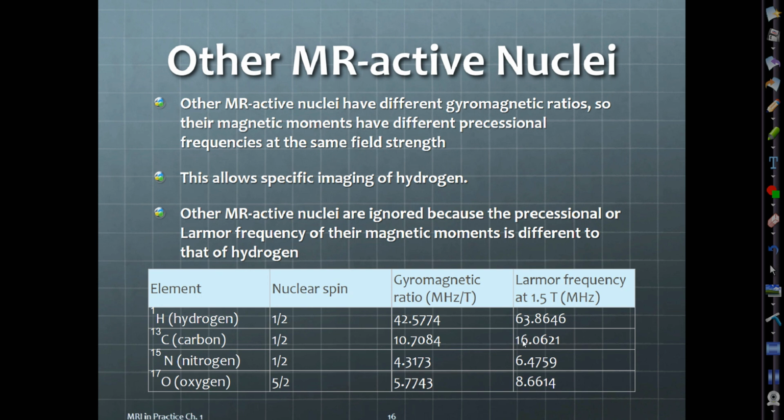So when we talk about the next concept, it's called resonance, where we're applying a radio frequency at a very specific frequency, and it's usually in the range of our precessional frequency of hydrogen. We're just going to excite hydrogen nuclei. We're going to ignore all these other elements. And that's important because we just want to look at hydrogen and the tissues that are incorporated with hydrogen. Okay?